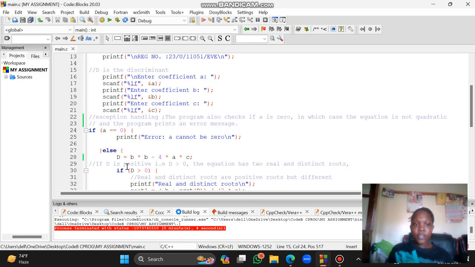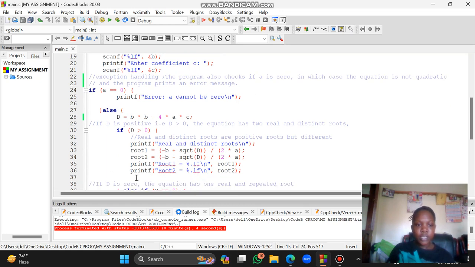And then we continue. If D is positive, then it means D is greater than 0. Therefore, the equation has two real and distinct roots. By real and distinct, we mean that the roots are real, but they are different. For example, if you put in an equation and it gives you two roots, 2 and 3, they are real, but they are different.